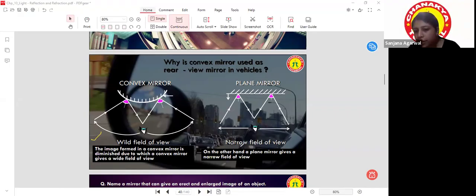And what happens with the plane mirror? It gives us a narrow field of view. So on the other hand, a plane mirror gives a narrow field of view. That's why we cannot use it. And why not a concave mirror? In most cases, they give us inverted images. So that's why they cannot be used.